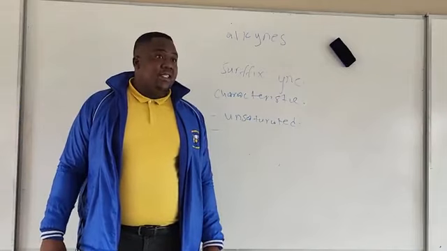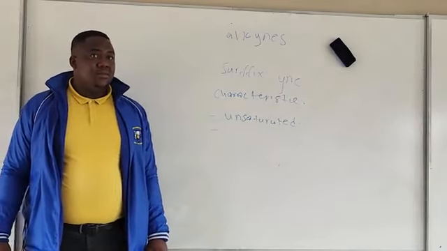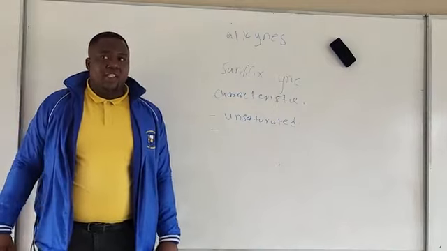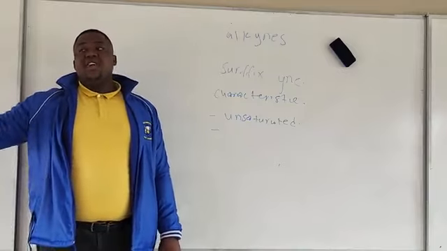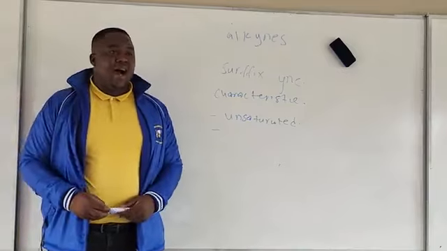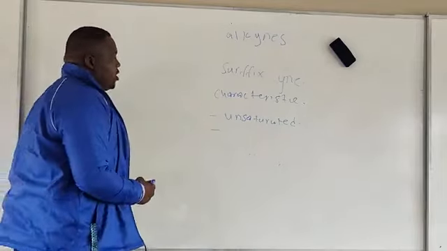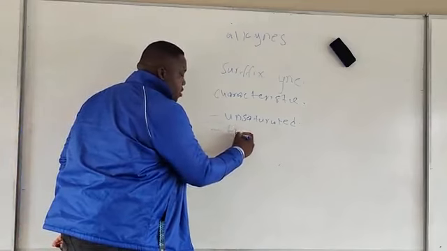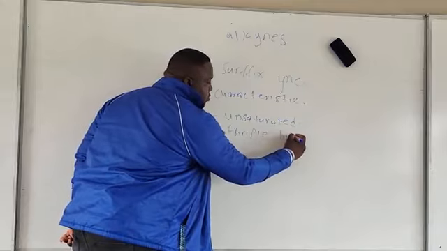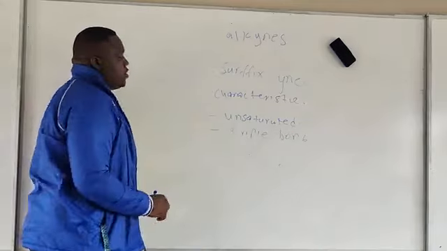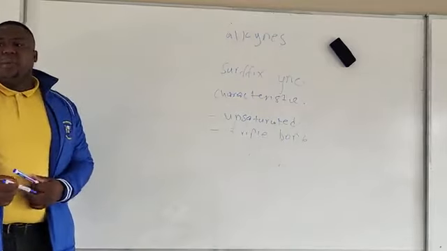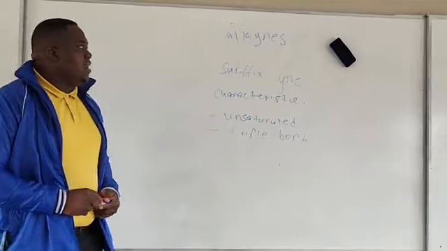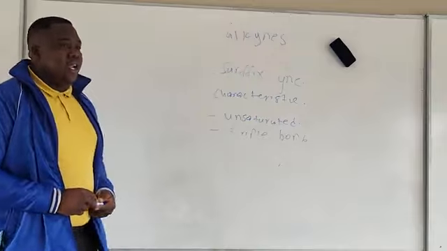Why do we say that the alkanes are saturated? Because they've got single bonds. Single bonds mean saturation. So whenever they have a double bond, triple bond or whatever, it means they are unsaturated. These ones are unsaturated because they've got a triple bond. Whenever you see a triple bond, just know that this one is an alkyne.